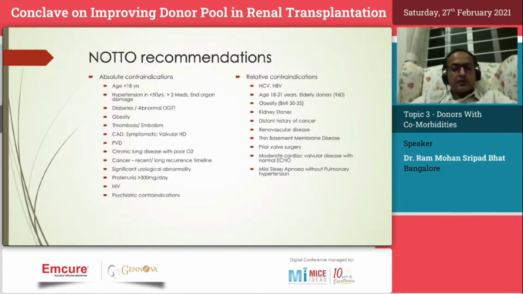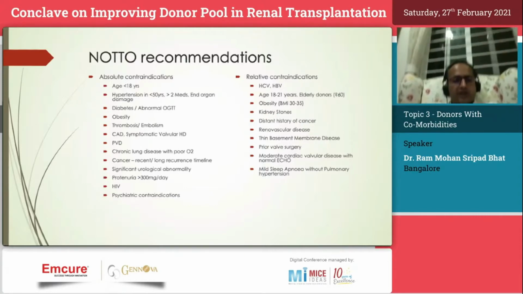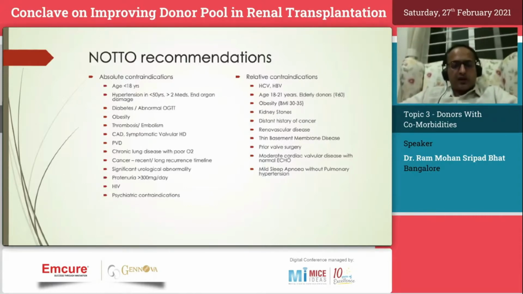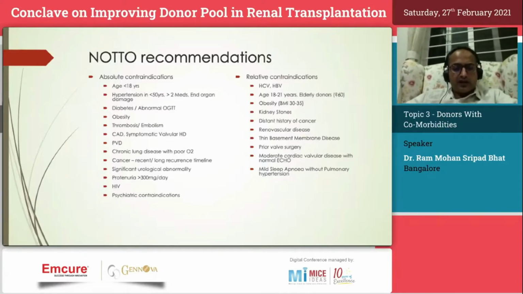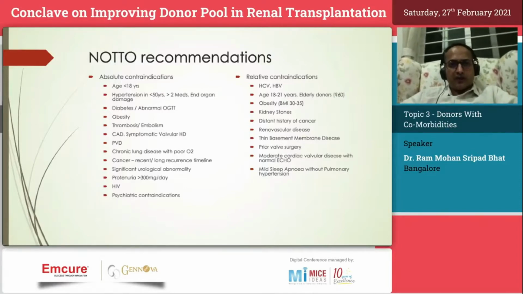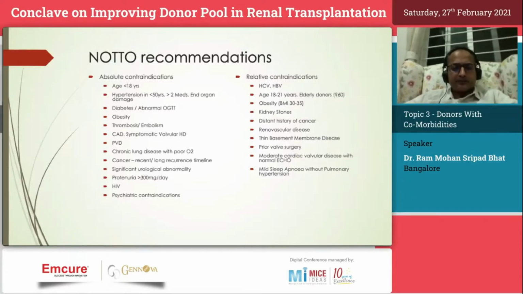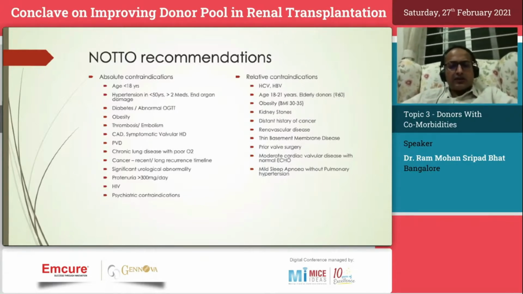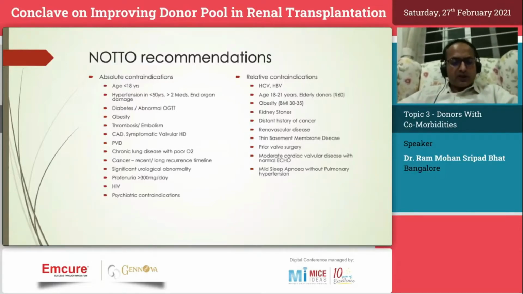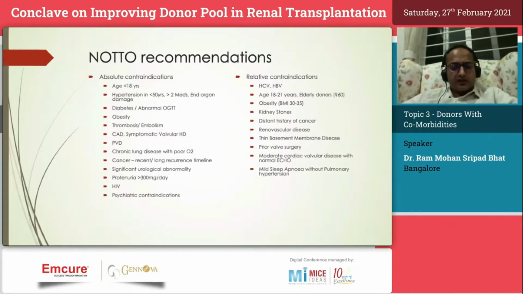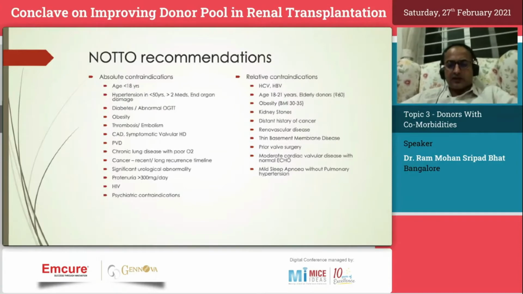Any chronic lung disease with hypoxemia, so somebody requiring oxygen, or at rest not symptomatic but hypoxemic, should not be considered for donation. This would probably mean chronic smokers who have significant lung injury, or people who've had a past history of bad tuberculosis and who have hypoxemia now. Any recent cancer, or those cancers with a long recurrence time, especially breast and so on, is considered an absolute contraindication. Proteinuria more than 300, HIV, and psychiatric contraindications are also listed. It doesn't qualify exactly what it means by psychiatric contraindications.